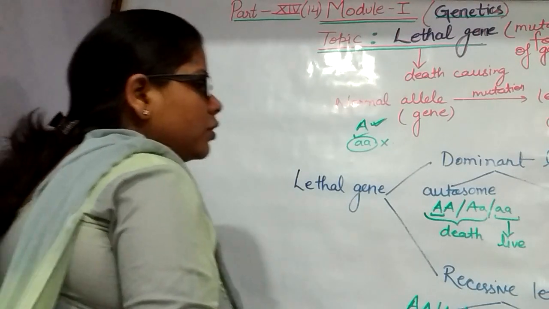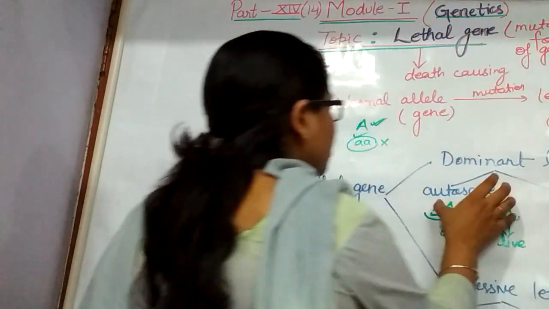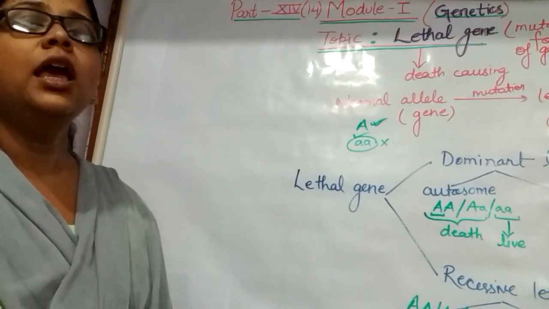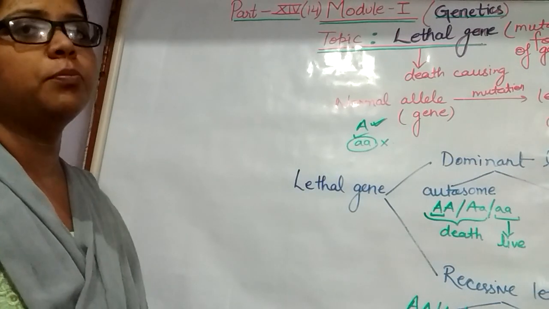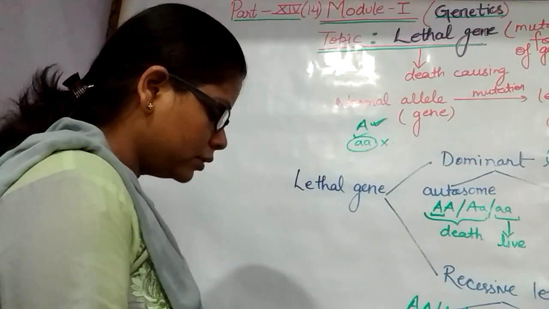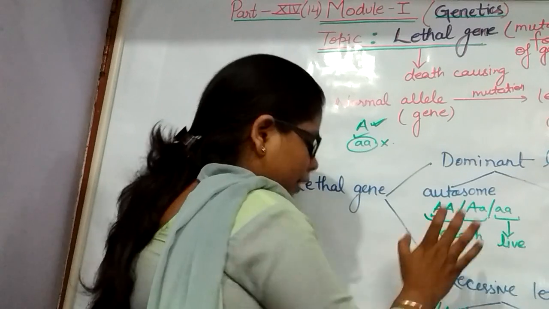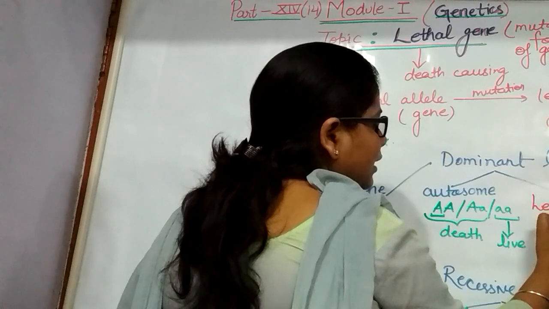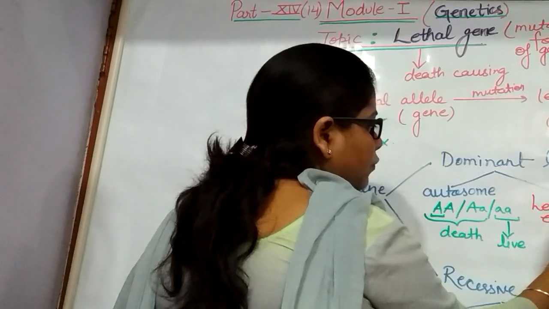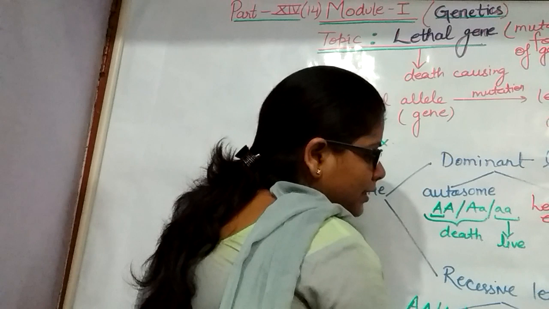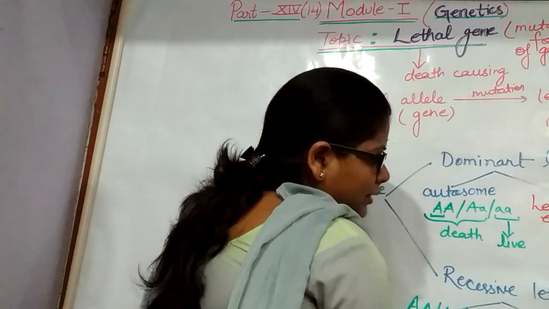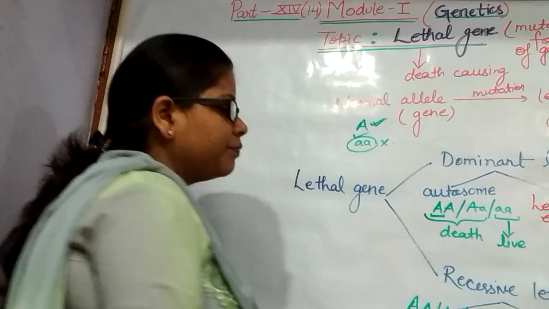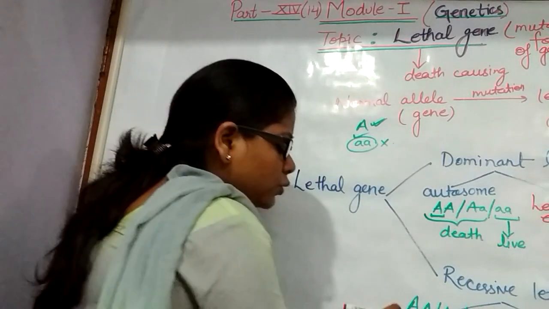Here I want to discuss which lethal gene most commonly exists in the population. With dominant lethal, all are dead, right? Maximum are dead. It means less existence. You can write less existence. And what about this? More existence. Why more existence? Because in this case these two are alive.